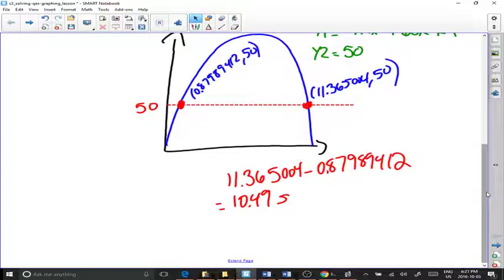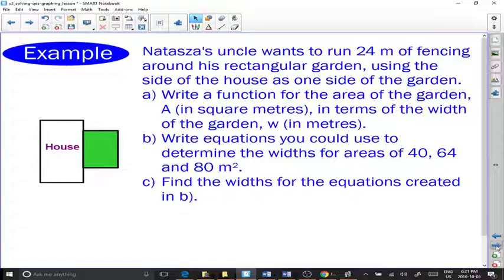Next example. Natasha's uncle wants to run 24 meters of fencing around his rectangular garden using the side of the house as one side of the garden. Write a function for the area of the garden, A in square meters, in terms of the width of the garden, which is W in meters.